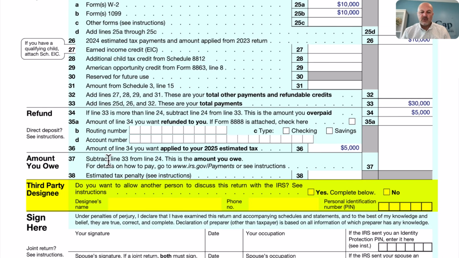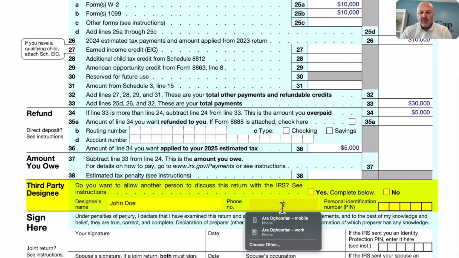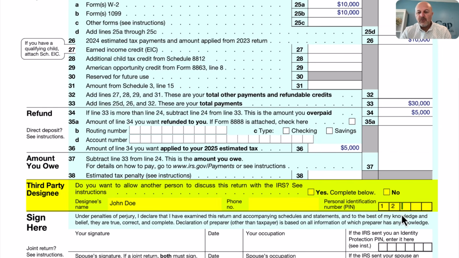So, for example, if the third-party designee is John Doe, and you put their phone number here, and then you identify a PIN, 1, 2, 3, 4, 5. You identify this PIN. When John Doe calls the IRS to ask questions about your tax return, they're going to use this PIN to identify themselves. It's important to note that this is not a power of attorney. A power of attorney is very, very different from a third-party designee. One way that it's different is the authorization is only limited to the current tax year, and it does not give a power of attorney. So it just gives permission to talk about this tax return and nothing else.